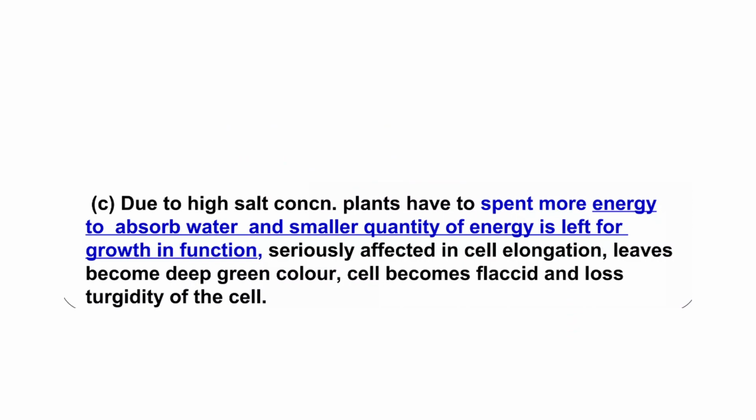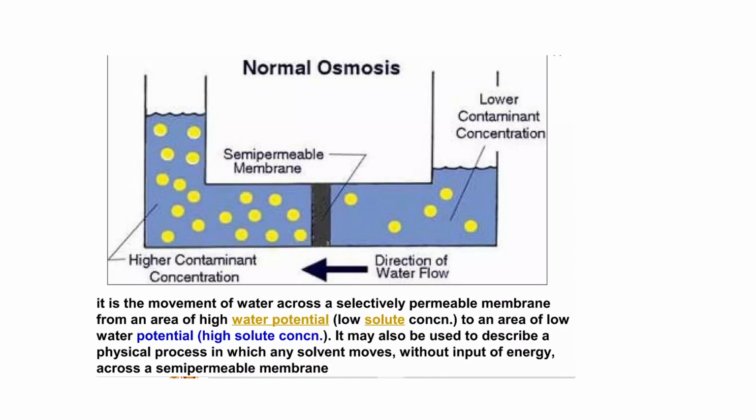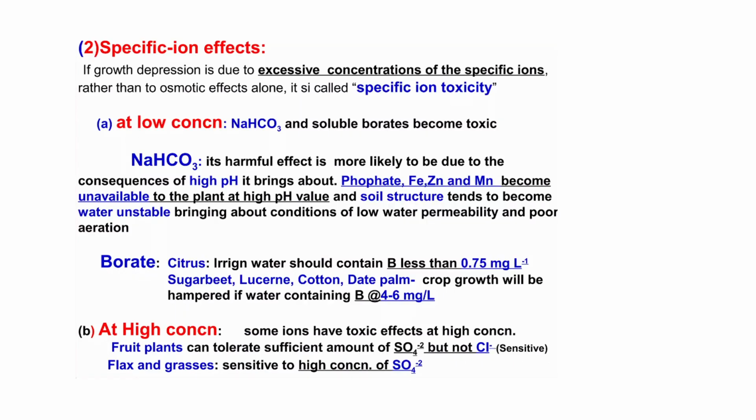In photosynthesis you are getting certain energy. When you spend more energy, only a very small quantity of energy will be left for growth and other functions. So that you have to see. This is a diagram depicting the osmosis process, how water flows through a semi-permeable membrane. Next, we consider the ion effects.